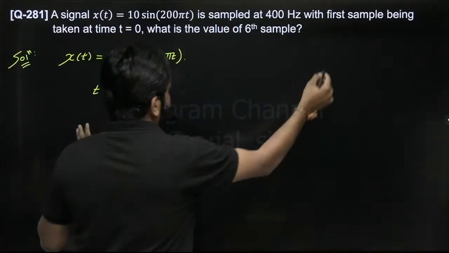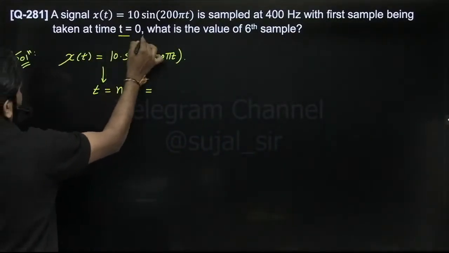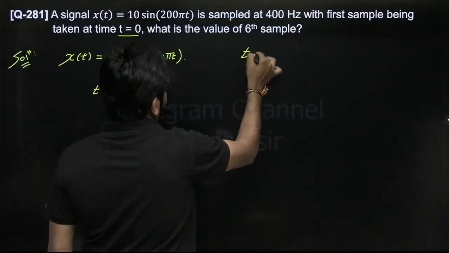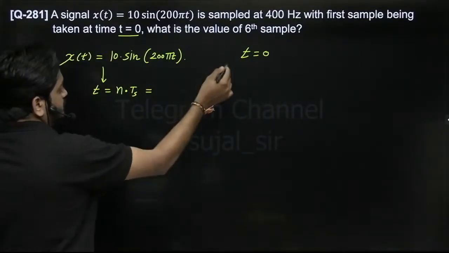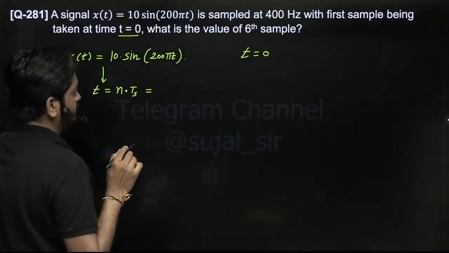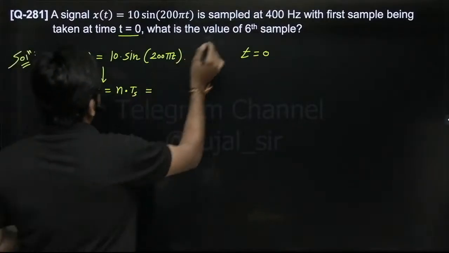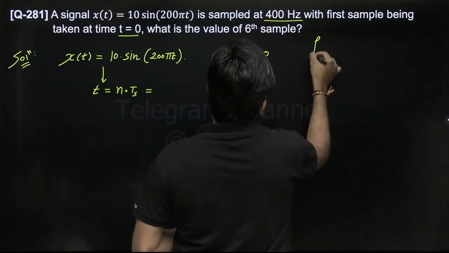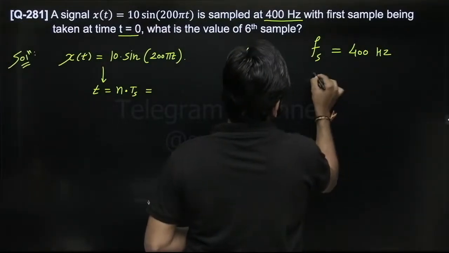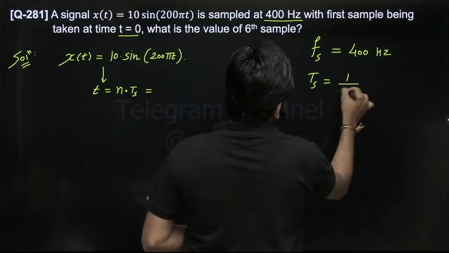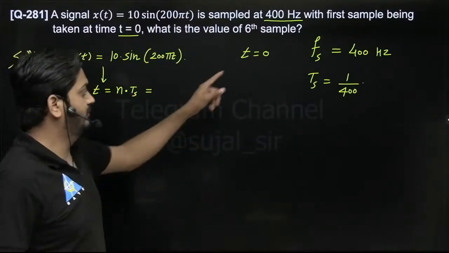So they are saying that the first sample is being taken at t equal to 0. Now here the sampling frequency is given as 400 hertz. Fs is equal to 400 hertz, so Ts will be 1 upon 400. So the first sample is at t equal to 0.